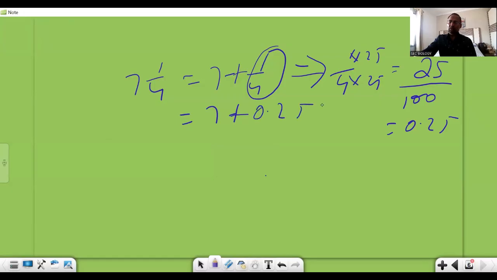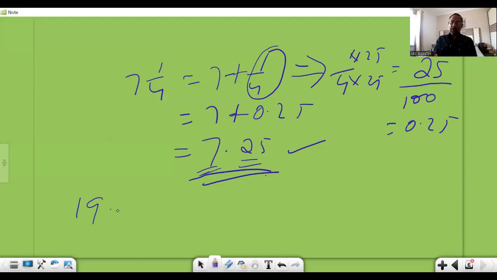That means 0.25. The answer is 7.25. Don't forget the 0 there. If nobody is in the whole number place, that is why we put the 0. Don't put any other number. So 70, no, don't put that. 7.25. Here, this is a whole number part 7 and decimal part 0.25. You have to read 7.25 correctly.